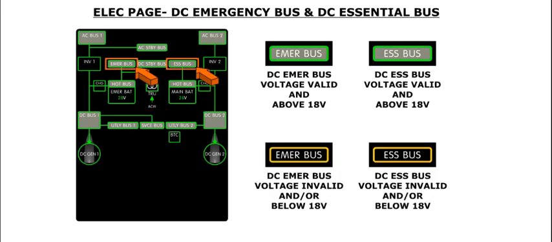The emergency and essential buses are represented by a rectangle with a label to identify the bus. A green outline with a gray background indicates that the voltage on the associated bus is at least 18 volts. An amber outline indicates either an invalid voltage value or the voltage on the associated bus is below 18 volts.